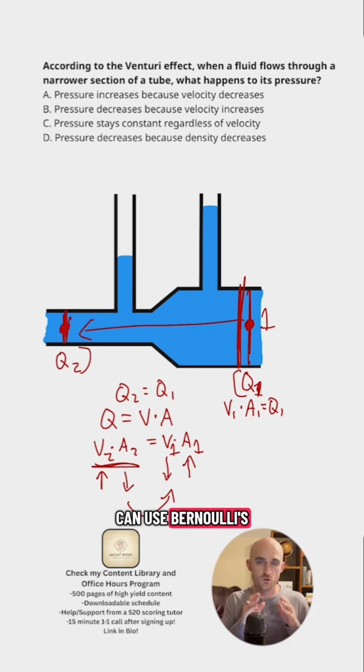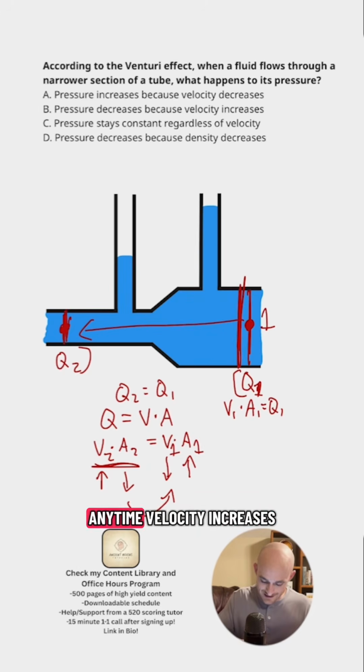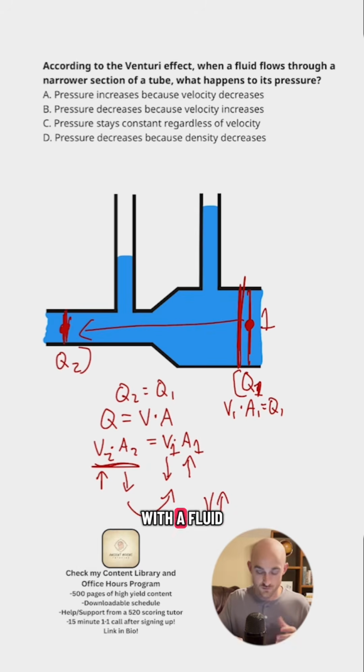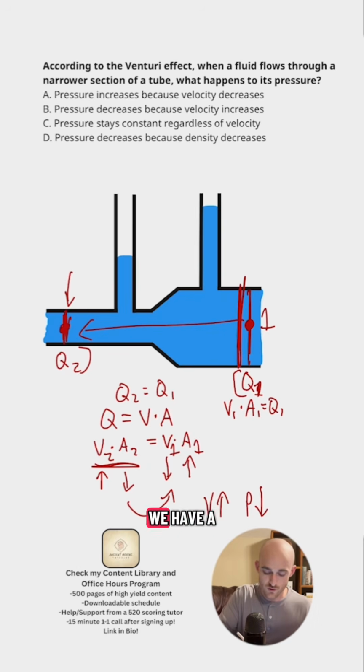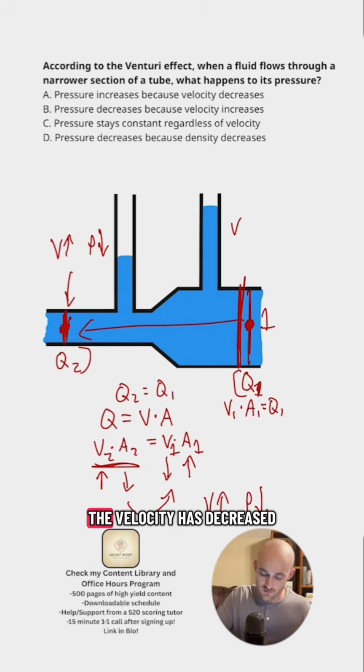And then you can use Bernoulli's principle to prove this, or you can just have it memorized. Anytime velocity increases with a fluid, the pressure that that fluid exerts on its surroundings decreases. So that means over here at Q2, we have a higher velocity, but we have a lower pressure. Versus at Q1, the velocity has decreased, but the pressure has done the opposite.